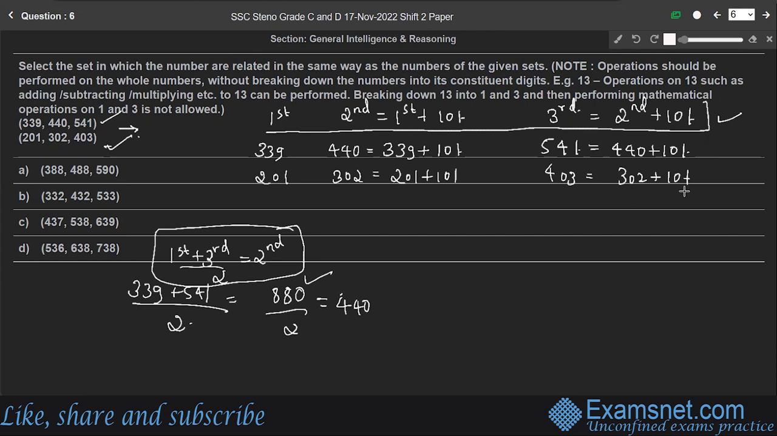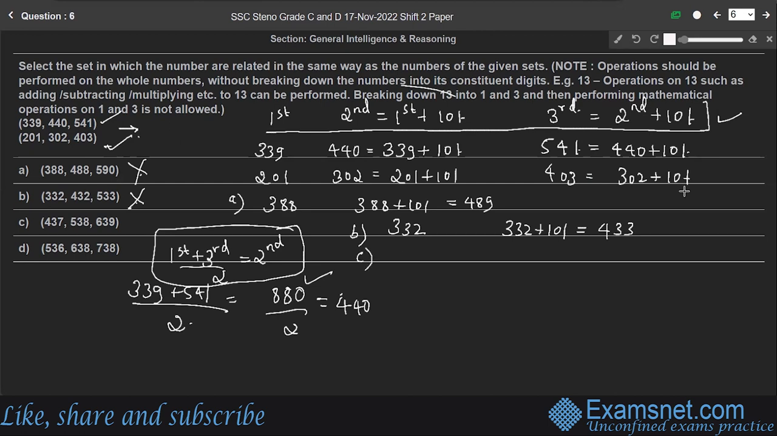Now we'll consider option A. First number is 388. Second number should be 388 plus 101, which is 489. It doesn't follow the logic we have found just now. Therefore, option A is not the correct answer. Now consider option B, in which the first number is 332. Second number should be 332 plus 101, which is 433. According to the option, the second number is 432, therefore option B doesn't follow the logic.